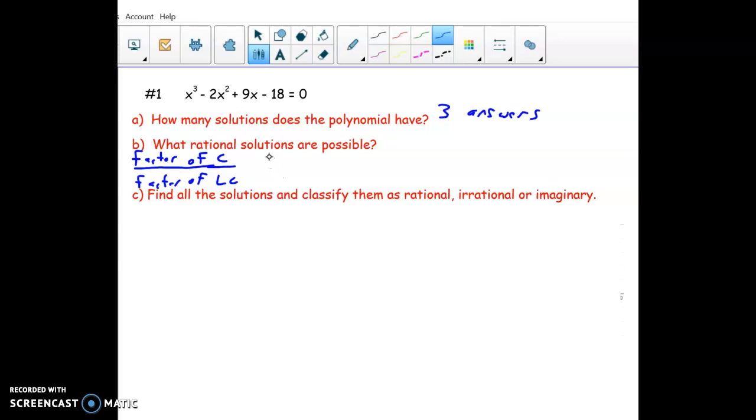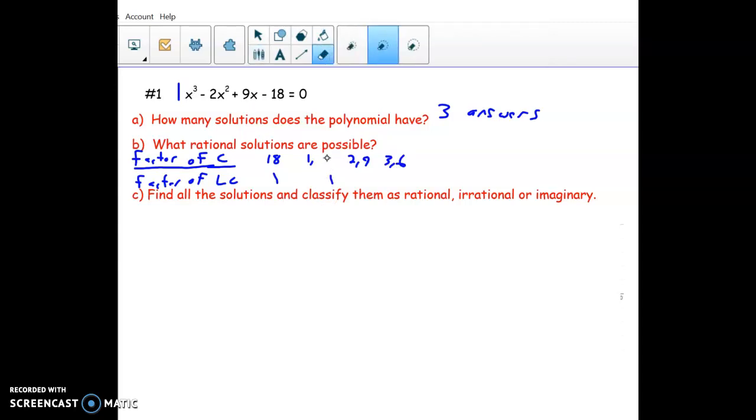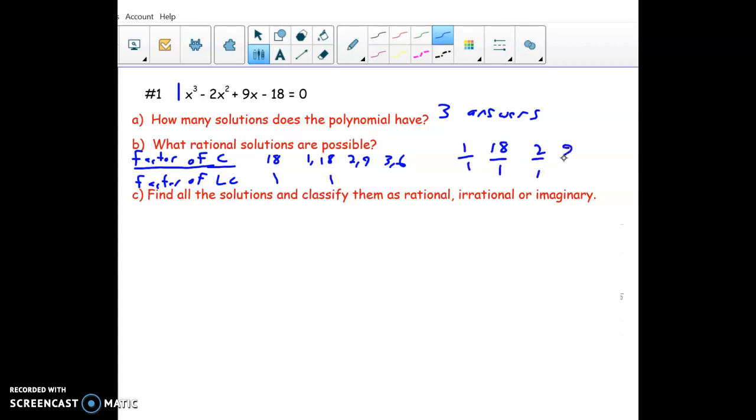So the constant term is 18, technically negative 18, but we'll do a plus minus at the end, so it doesn't matter if you do positive or negative 18. The leading coefficient is just 1, right out front there. So the factors of 1 are just 1. The factors of 18 are 1 and 18, 2 and 9, and then 3 and 6. So now I have to pair up. We only have one denominator, but we have to pair it with all our numerator possibilities. Okay, so I'm going to make a big list. So 1 over 1, 18 over 1, 2 over 1, 9 over 1, 3 over 1, 6 over 1.